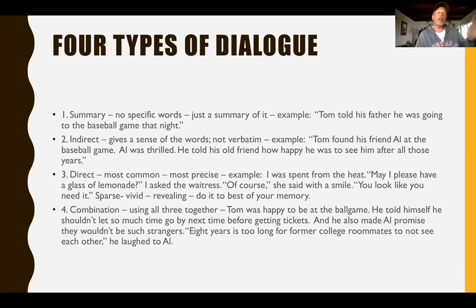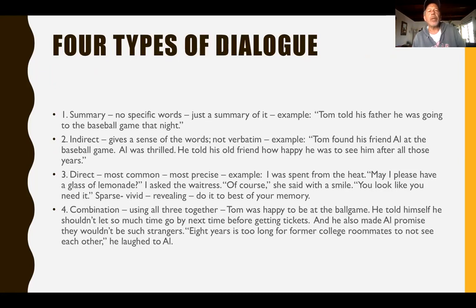So, four types of dialogue. One, summary dialogue: no specific words, just a summary of it. For instance, Tom told his father he was going to the baseball game that night. We don't see the words, but we know that Tom told his dad he was going. So we can ascertain basically what he was thinking and saying.